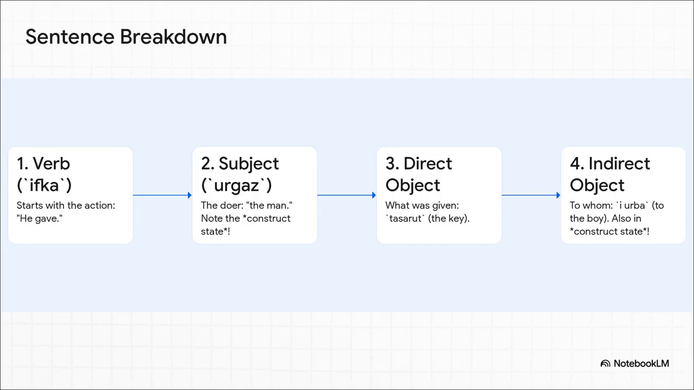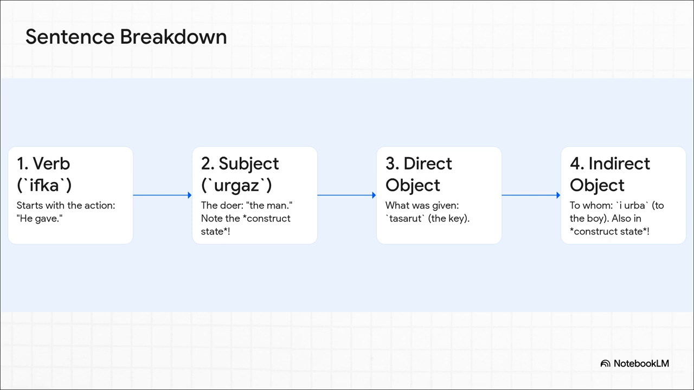Okay, look closely at this. The very first word, ifka, that's the verb he gave. Then, right after it, comes ergaz. Do you see it? That's our noun argaz wearing its work uniform. It's in the construct state. Why? Because it's the subject. Next up is tasarut, the key. And then finally, I orba, to the boy. And here it is again. The word for boy, argaz, has also shifted to its construct state, urba, because it comes right after that preposition I, which means to. See how it all just clicks into place?